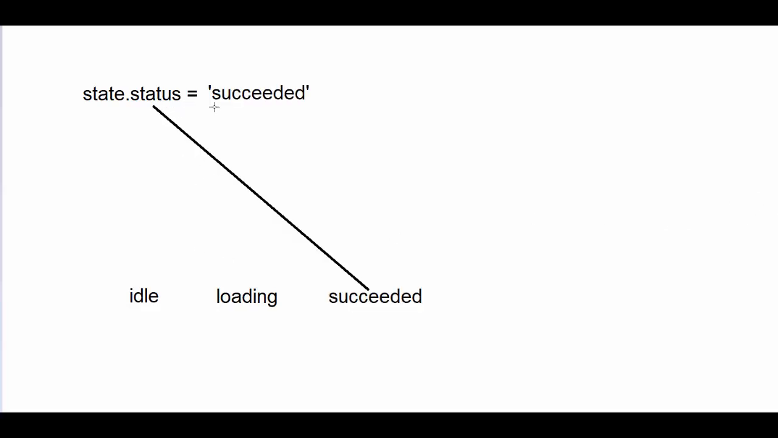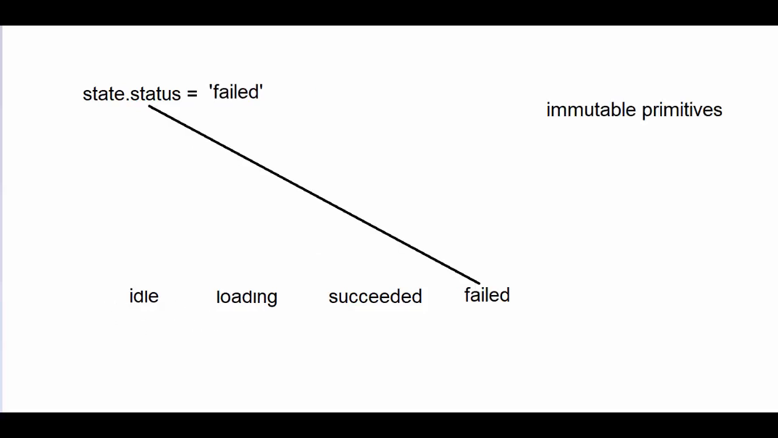Now variable status equals succeeded. And that value is created in a new place in memory, but loading is not changed. Idle is not changed; idle and loading exist. Now we code status equals failed string. And look, in a new place in memory the value failed is created, but idle, loading, and succeeded still exist. They are not changed. They are immutable.